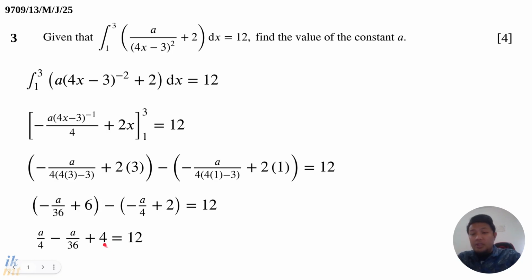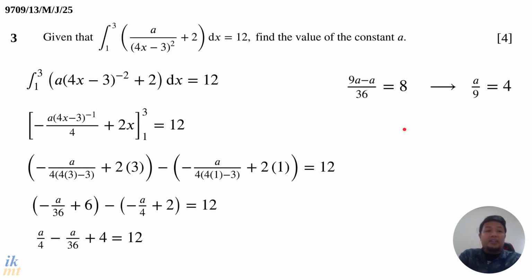So you can bring the constant, sorry, the integer plus 4 here to the other side, and you can make this part here a single fraction. So you have 9a minus a divided by 36 equals 8. After some simplification you might get a over 9 equals 4, or you may directly get a over 36 equals 1. Whatever the simplification you get, if you do it carefully, you will get in the end the final answer equals 36.